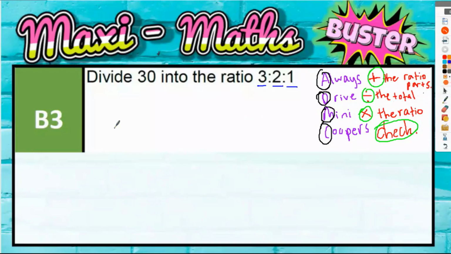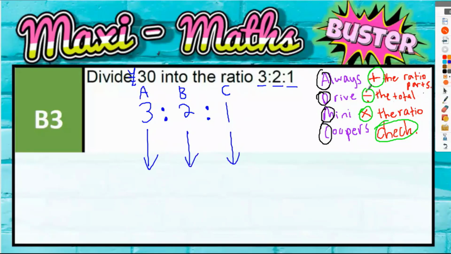So here we go. So we've got 3 to 2 to 1. Now it doesn't give you any people's names here, but you could pretend that there's some people's names. You could say we're dividing £30 between Archie, which I'll call A, Betty, which I'll call B, and Carl, which I'll call C. Okay, so the first thing we do is drop an arrow off each of those people's numbers in the ratio, and then we follow the steps.